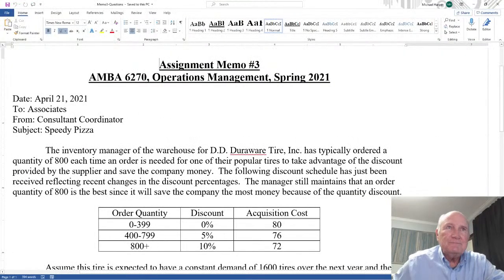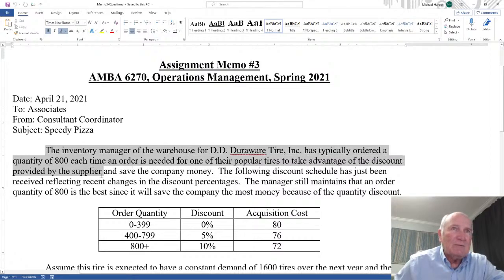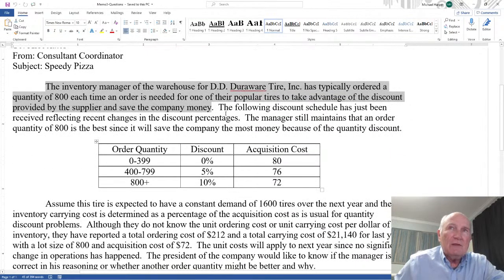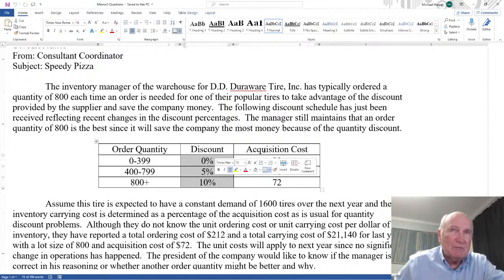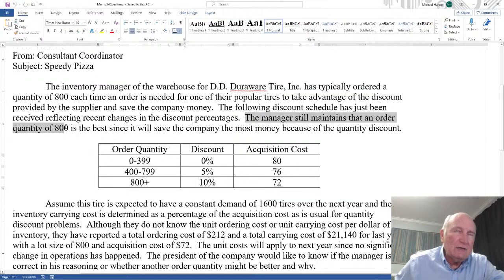Now in this assignment, the inventory manager of the warehouse has typically ordered a quantity of 800 each time an order is needed for one of their popular tires to take advantage of the discount provided by the supplier and save the company money. The following discount schedule has just been received reflecting recent changes in the discount percentages. So these changed a little bit. The manager still maintains that an order of 800 is the best since it will save the company the most money because of the quantity discount.